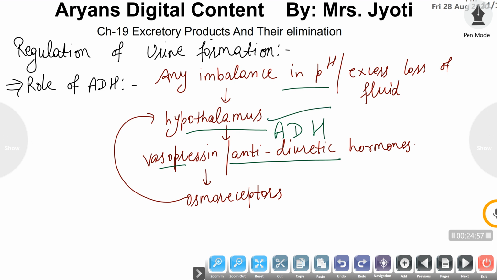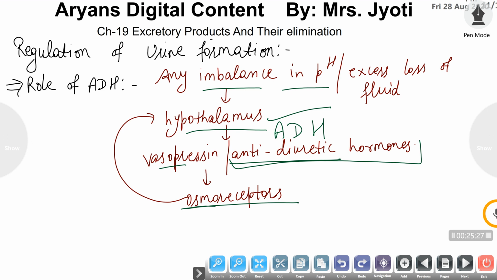The antidiuretic hormone triggers our osmoreceptors, and under the influence of this particular hormone we feel thirst. This ADH hormone triggers the osmoreceptors, and the osmoreceptors start absorbing these particular ions and also absorb fluid and release ions so as to maintain the pH.